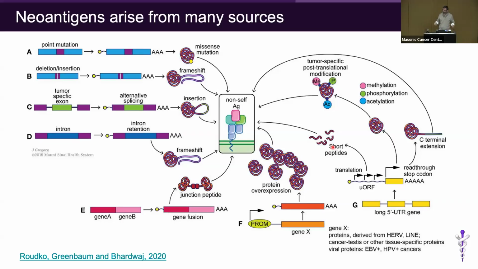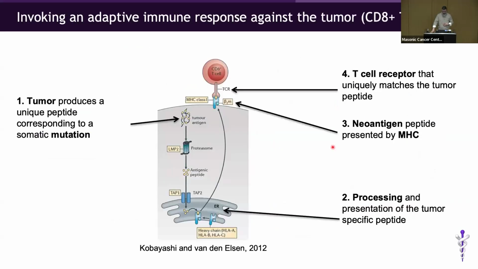Post-translational modifications, where the amino acid sequence is the same but there are additional modifications on those amino acids, create enough difference that they could be recognized as foreign by the immune system. And the way all of this works in terms of the cellular machinery is that you start with one of these tumor antigens that arose from one of those many possible sources that I depicted on the last slide.